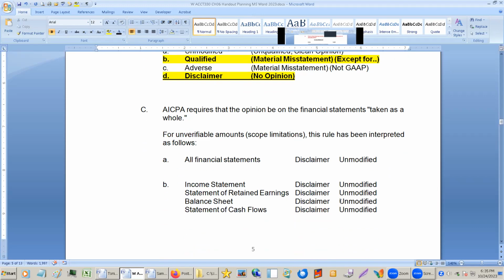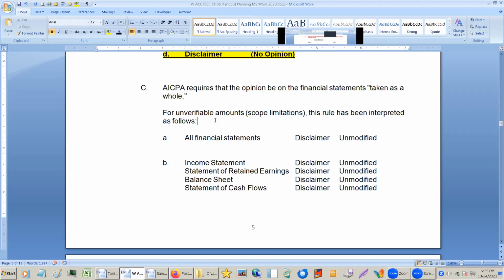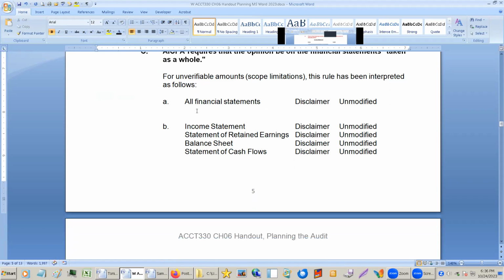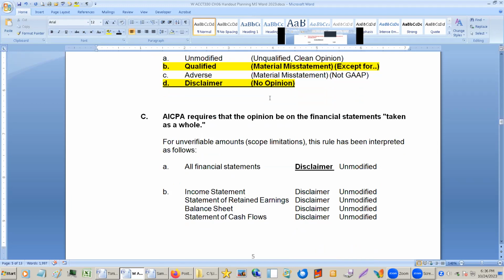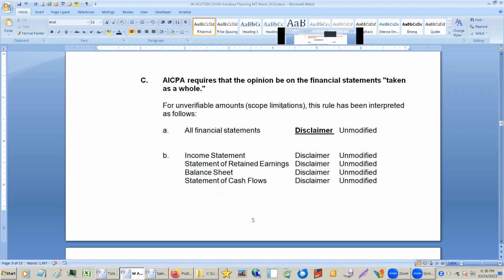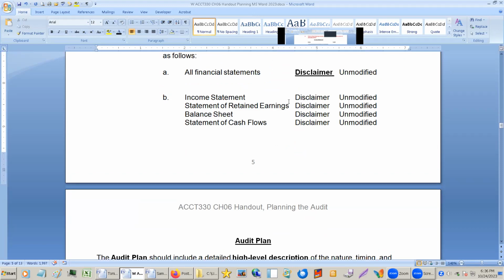Okay. Now, here's where it gets a little bit interesting. The ACCT requires that they put it on the financial statements as a whole. So it's possible that you give a disclaimer on all of them. So say, okay, we don't know, taken as a whole, we don't know any of these financial statements. It's also possible that you split up your opinion. And you might say, look, we're going to give a disclaimer on the income statement because we don't know what that one is.